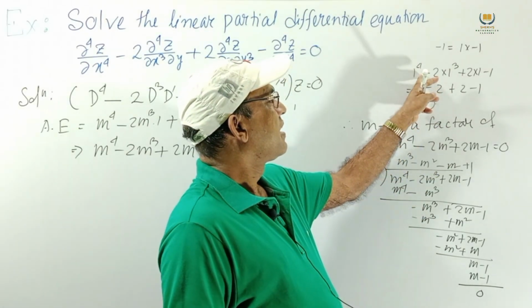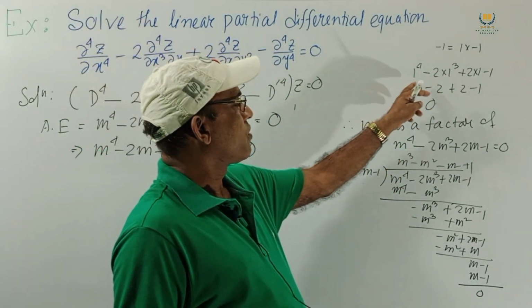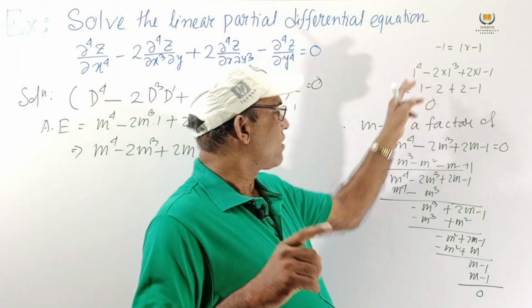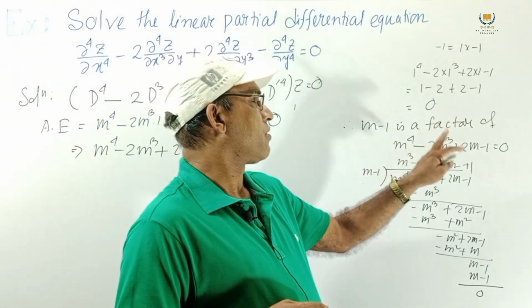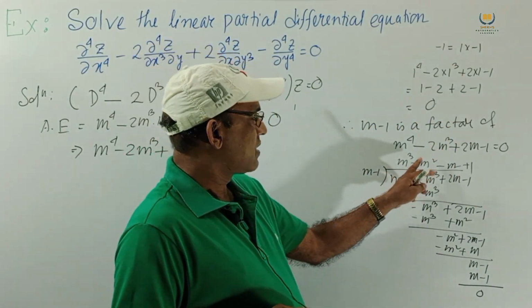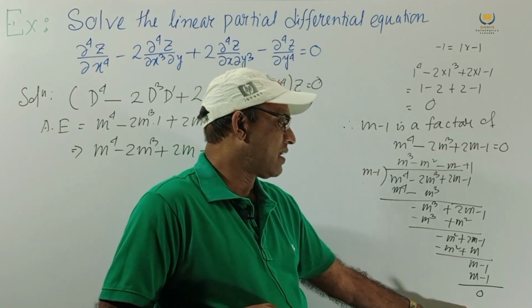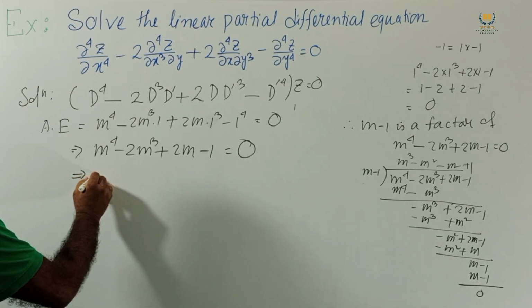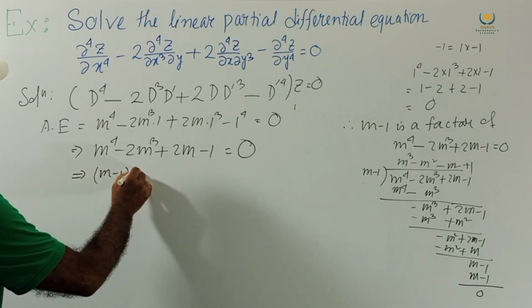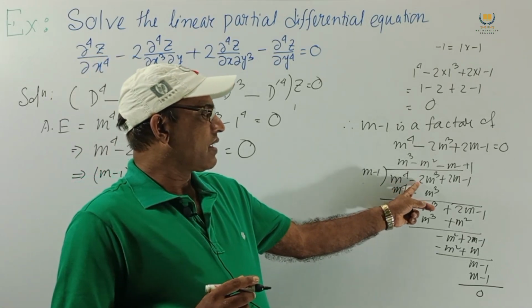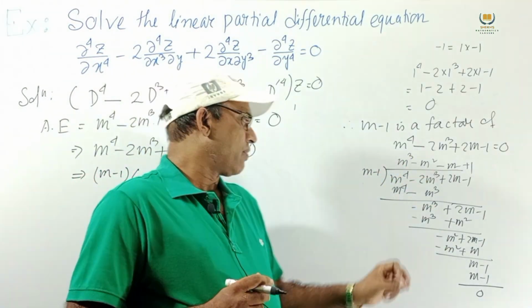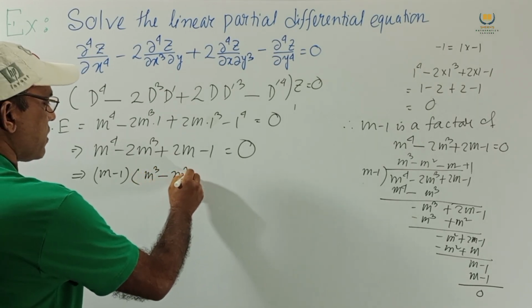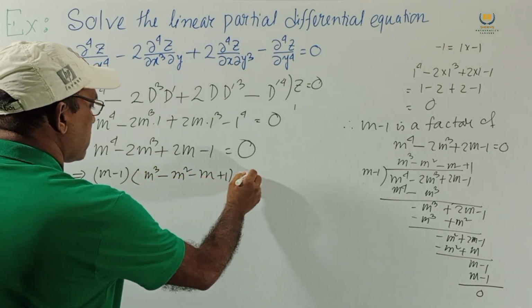First putting 1, here we put 1 in m to the power 4, and we get 0. That means by putting 1 we get 0, then we write here minus 1. m minus 1 is a factor of this. Then if we divide this by m minus 1, we get remainder 0. Therefore this can be written as m minus 1 into the quotient, since dividend equals divisor into quotient plus remainder, we know. So this will be m cube minus m square minus m plus 1 equal to 0.